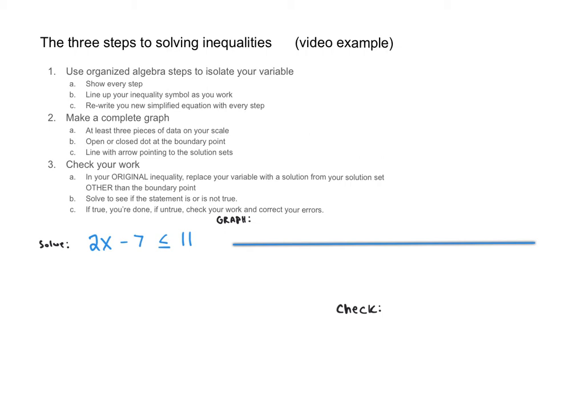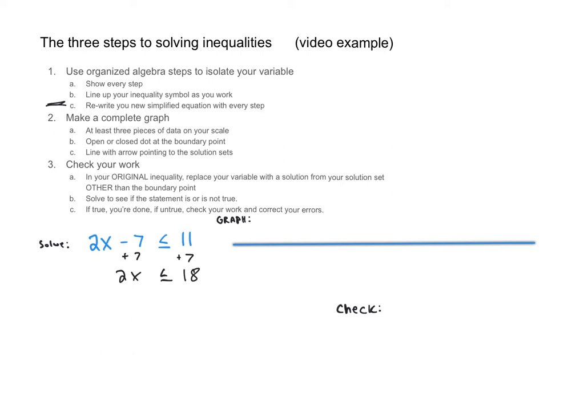I'm going to solve 2x minus 7 is less than or equal to 11. I'm going to start with isolating that variable by making a 0 with that 7. So I'm going to add 7 to each side. So that's what I showed, that step, adding 7 to each side. Now I'm going to rewrite my new simplified equation. So I have 2x is less than or equal to 18.